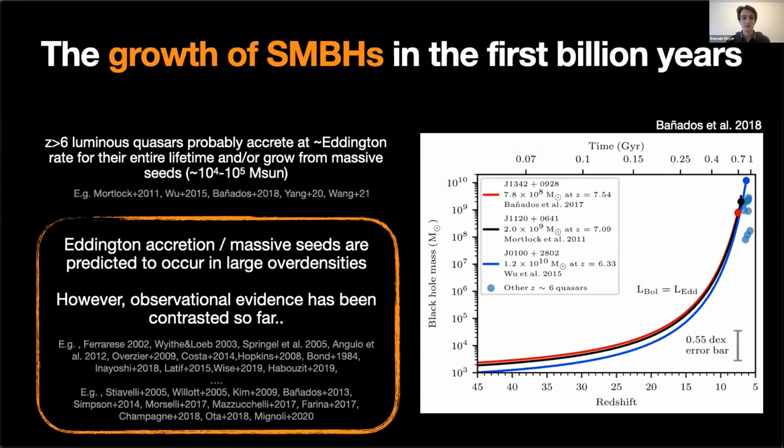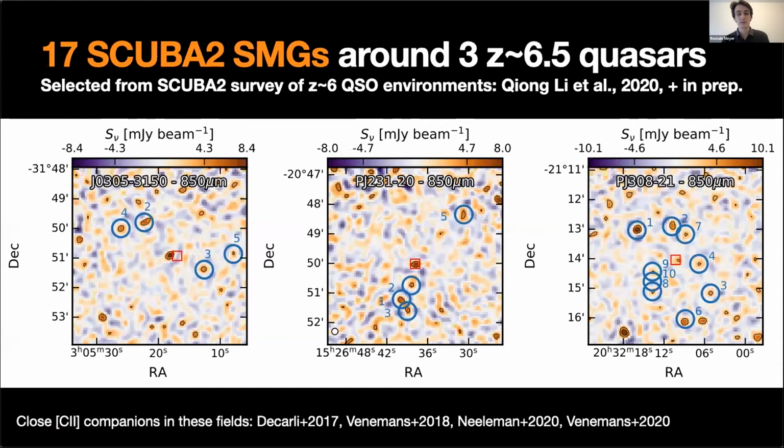This is exactly what we've been doing in this study, taking a bit different approach than earlier studies that use LAEs and LBGs. What we focused on here is 3 high redshift quasars, at redshift 6.5, looked at by a large survey with SCUBA-2 data. So with SCUBA-2, you're looking at a very large scale. What you can see here are 3 maps with SCUBA-2 of these quasars that are in the center in red.